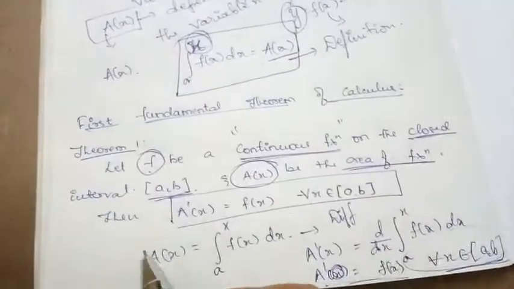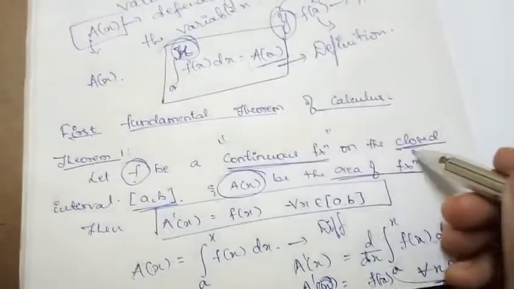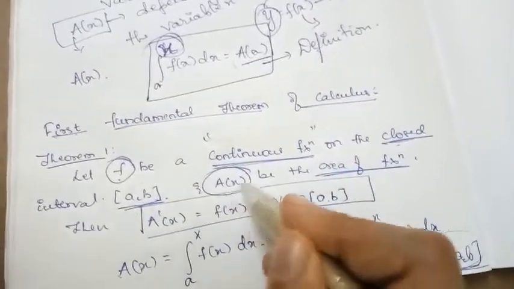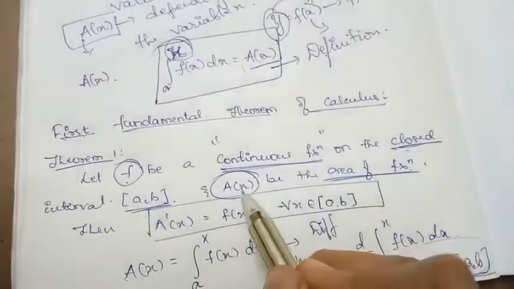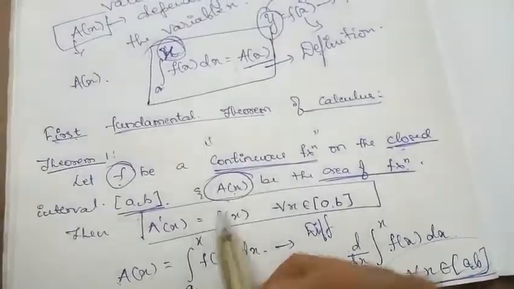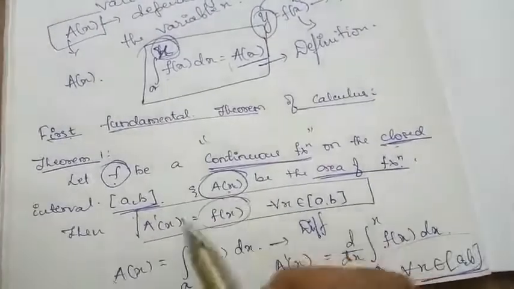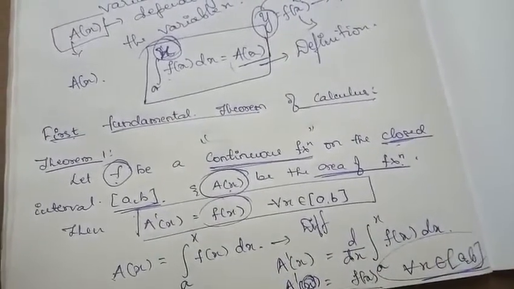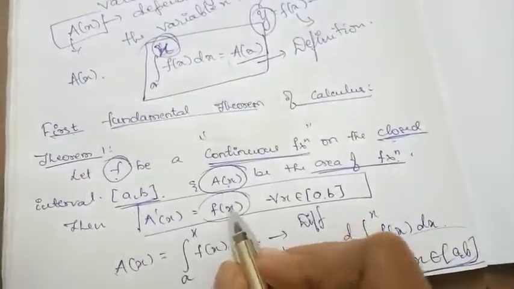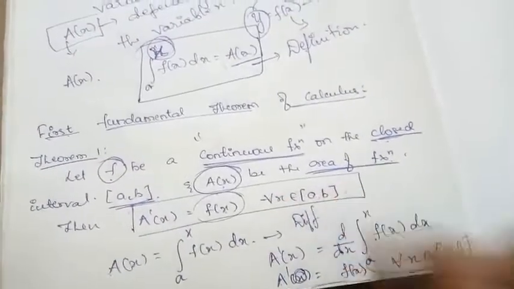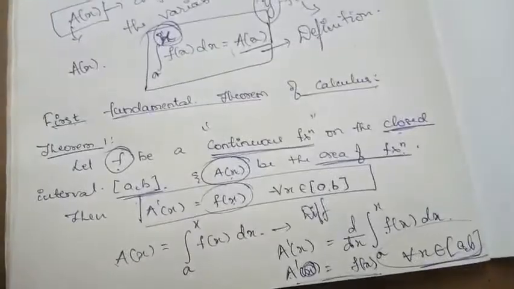So the first theorem is saying that if f is continuous on the closed interval a to b and A of x is the area function, then if I differentiate the area function, what are we going to get? We are going to get the integrand of the given function, that is f of x for all x belonging to a to b.